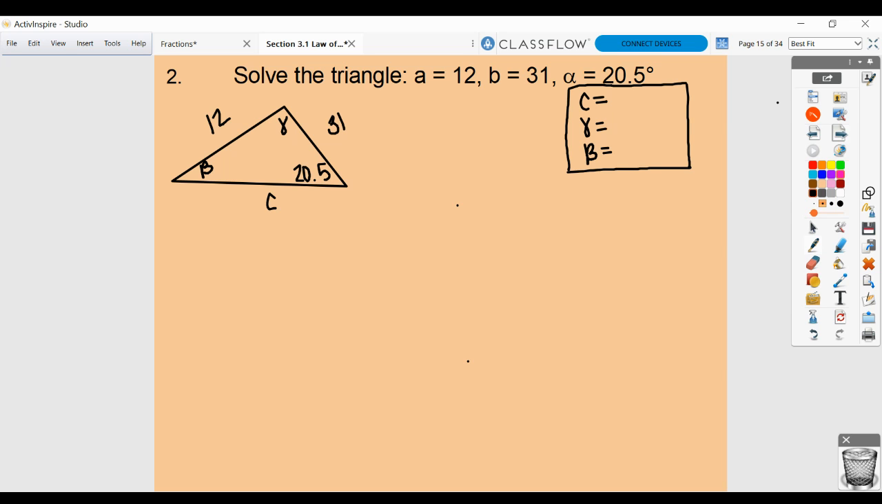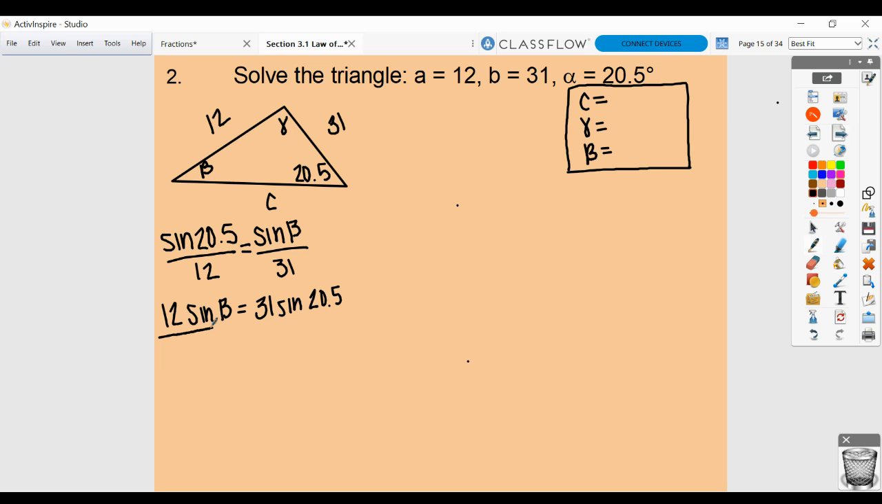Okay, so find your match. So you have sine of 20.5 over 12 equals sine of beta over 31. Cross multiply, so you have 12 sine beta equals 31 sine 20.5. Divide by 12 because we're trying to get that sine beta by itself.